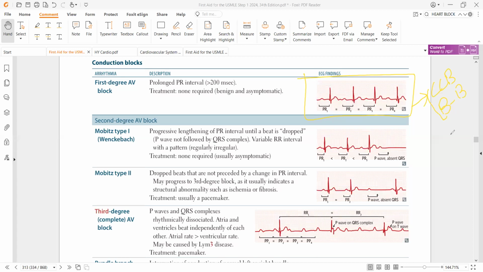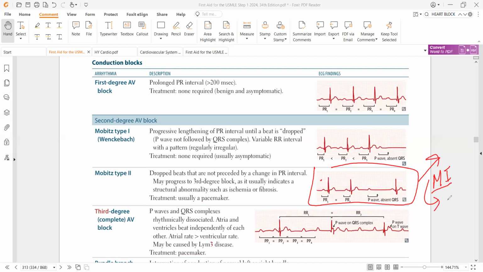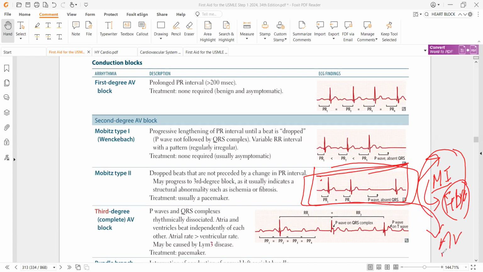Beta blockers and athletes. Okay, so same thing here. So what about the cause of this ECG? This ECG may be due to MI, ischemia, fibrosis. And sometimes they ask about where the pathology is. This ECG is below the AV node, right?